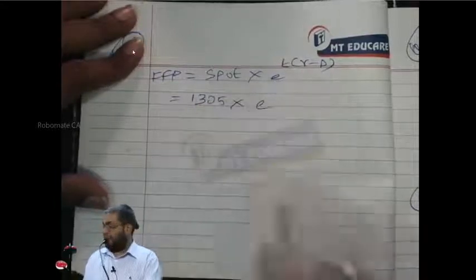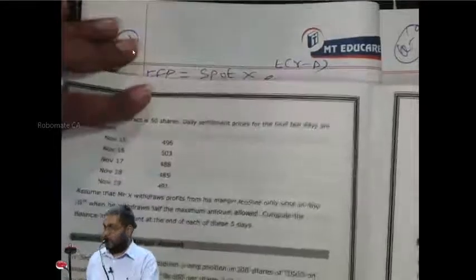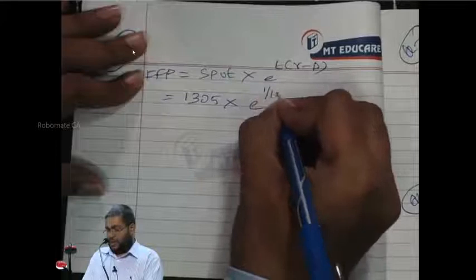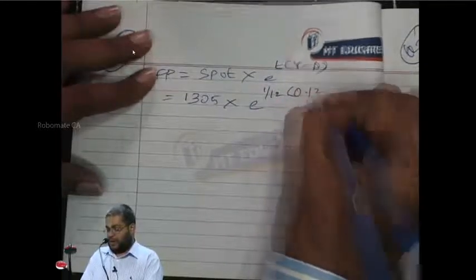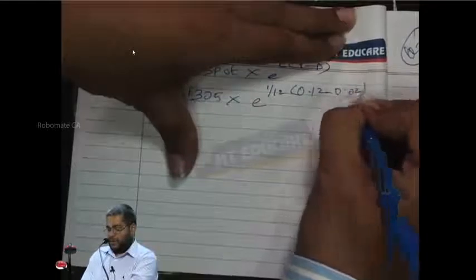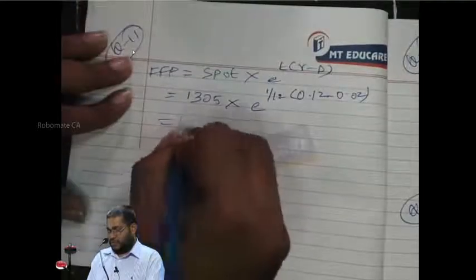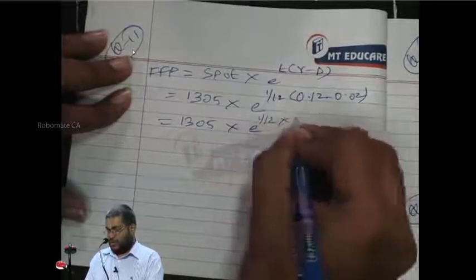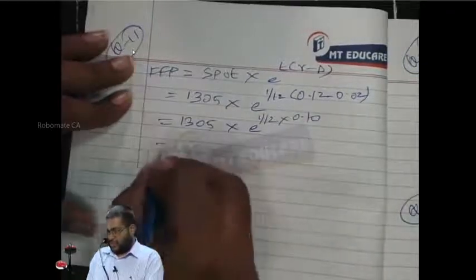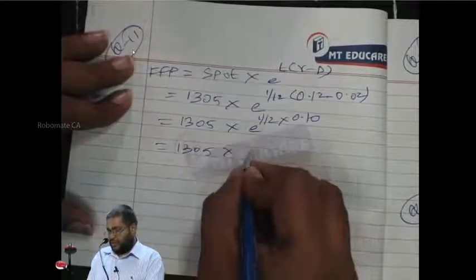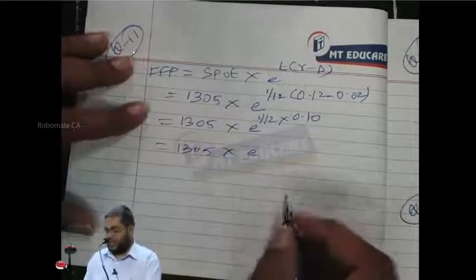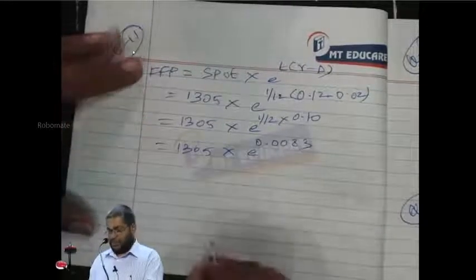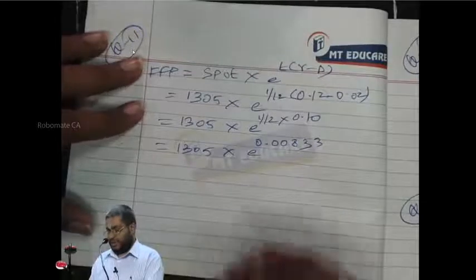1,305 into e power. How many months futures is given? 1 month. Okay. Into e power, t is 1 by 12, into r is 12%, d is minus 0.02, which is equal to 1,305 into e power 1 by 12 into 0.10. What is 1 by 12 into 0.10? 0.00833.